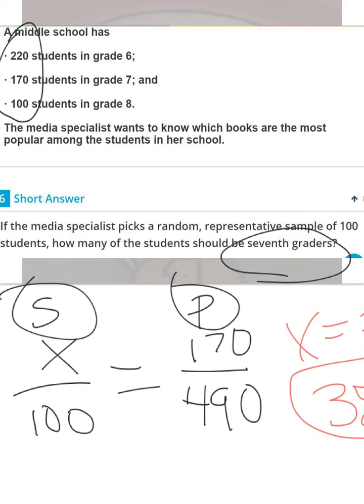Now when I cross multiplied, I got x is equal to 34.7. Since that doesn't make sense in this problem, you can't have 0.7 seventh graders, we're going to round this up to 35. So out of 100, we're saying there should be 35 seventh graders to keep it proportional to the actual population, which we do know about.